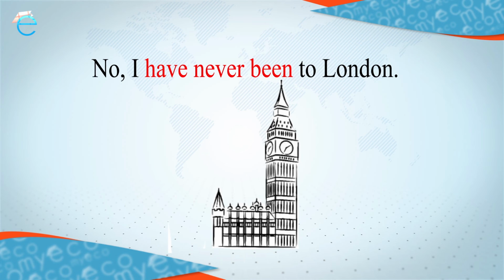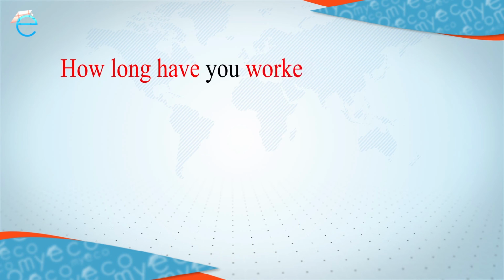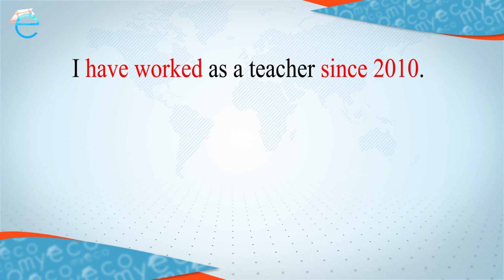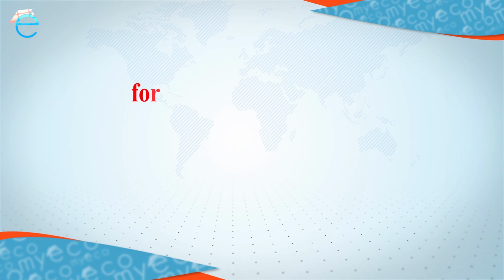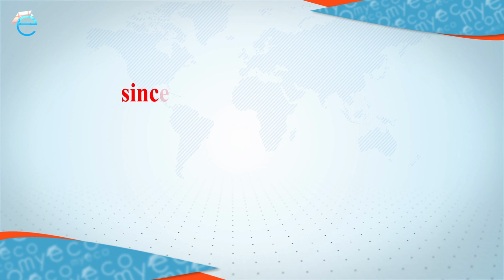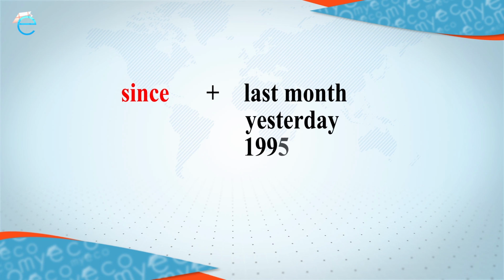We can also use the present perfect tense to talk about how long. How long have you worked as a teacher? I have worked as a teacher for 6 years, or I have worked as a teacher since 2010. We can also use for with, for example, 10 minutes, 2 weeks, 3 hours, or 5 years. We can also use since with last month, yesterday, 1995, or February as an example.